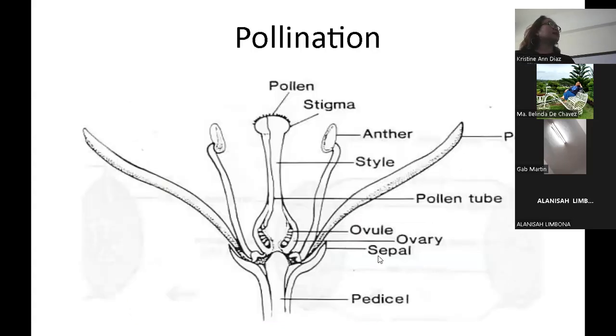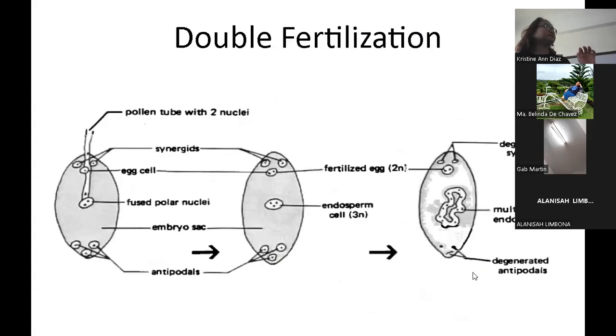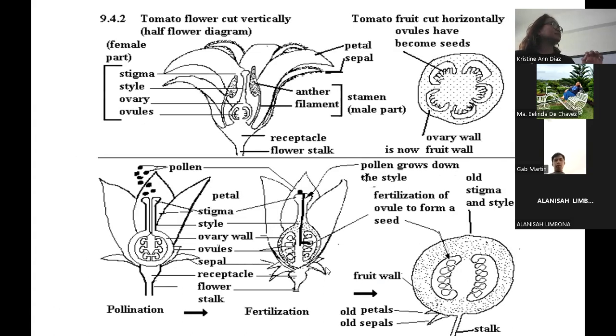So, how does pollination occur? Of course, yung ating pollen will land on your stigma and will grow to your ovule or ovary. And plants usually have double fertilization. Now, why double? Kasi ang maging labas niya ay dalawa, 2N, fertilized egg, and your antipodals and synergids. So this is the general formation ng tomato flower, no? From pollination, seed formation, fertilization, hanggang fruit formation.